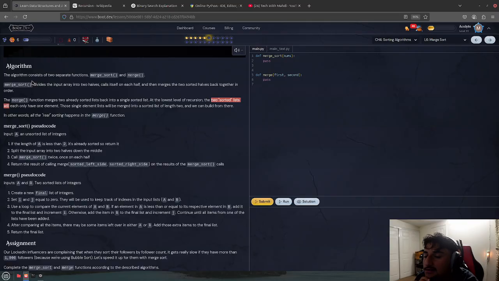So what I see is that merge sort divides the input array into two halves. So 1, 2, 3, 4, 5, 6 goes to 1 to 3, 4 to 6. Then it calls itself on each half. Then it merges the two sorted halves back together in order. Two arrays. Wait, and then it merges the two sorted arrays.